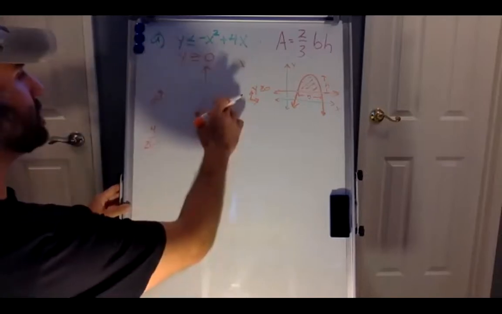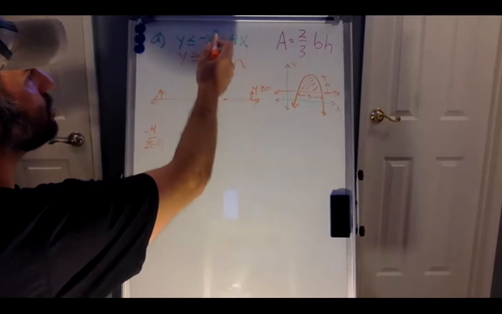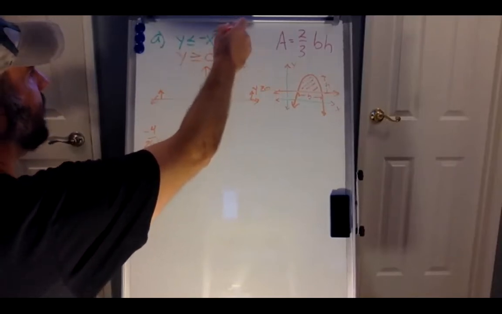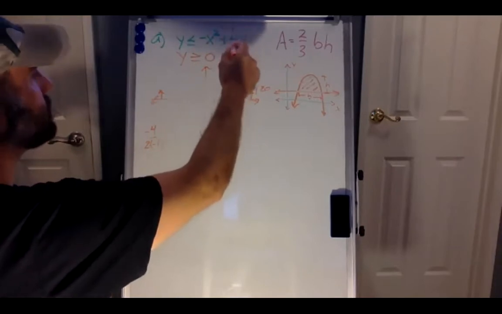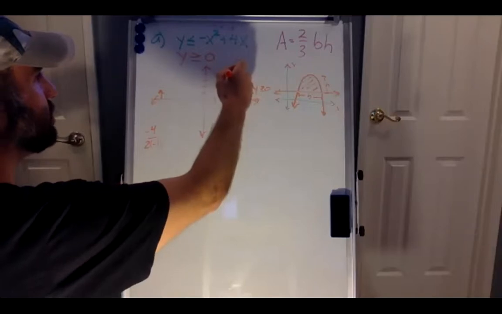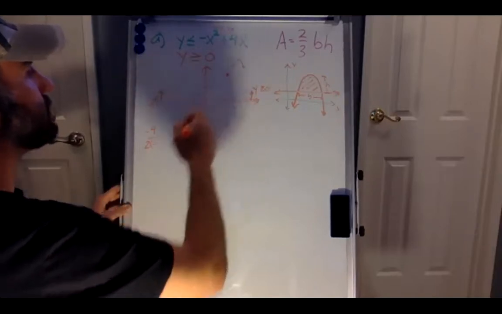Oh, wait, no, I can't put 2. And then you plug in 2, and you get 2 squared is 4, negative 4 plus 8 is 4. So at 2, 4. There's your vertex. Now what I might want to do is find my roots.